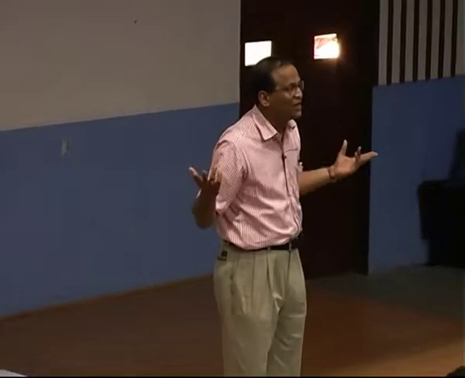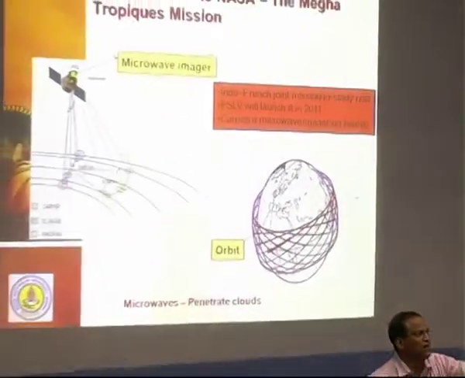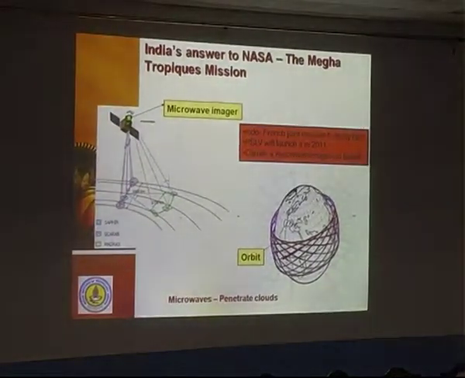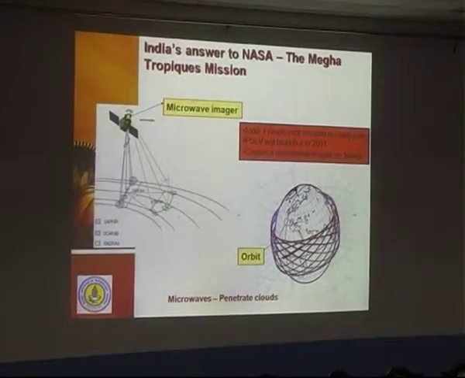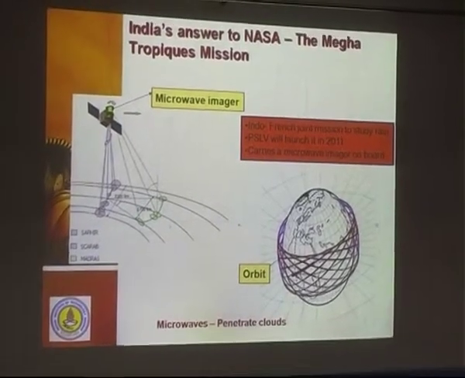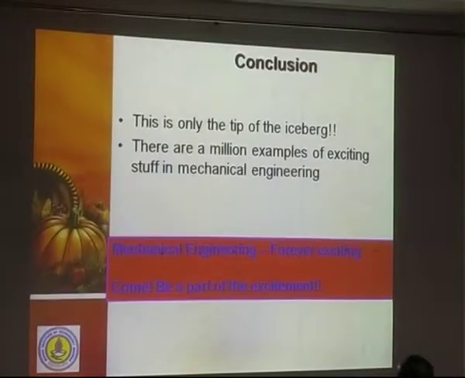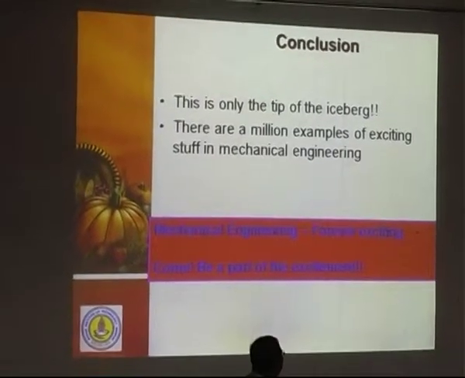That means we require 12 satellites, or all the countries should cooperate and sign an agreement: you give your data, I'll give my data. That's what we are doing. That is the GPM, the Global Precipitation Mission, where there will be one mother satellite and children satellites. All the countries will sign an agreement and share data, and eventually we'll be able to get an accurate estimate of the clouds, the rains, the monsoons, the cyclones, and so on. Okay. So this is only the tip of the iceberg.